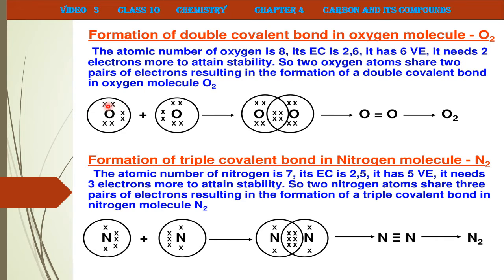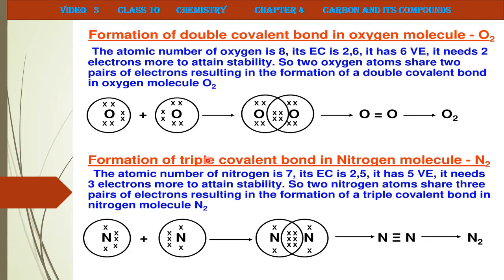Oxygen, the valence electrons 2, 4, 6, another oxygen atom 2, 4, 6. So these two electrons from this oxygen are shared with the other 2 electrons of the other atom. If you see, this oxygen atom now has 8 electrons in the valence shell, 2, 4, 6, 8. Here also 2, 4, 6, 8. This oxygen atom has shared 2 electrons with the other oxygen atom, forming the oxygen molecule. So it is a double covalent bond where it has shared 2 electrons.